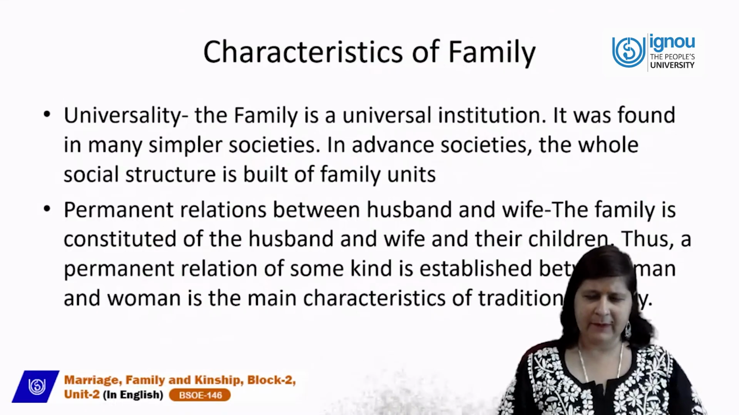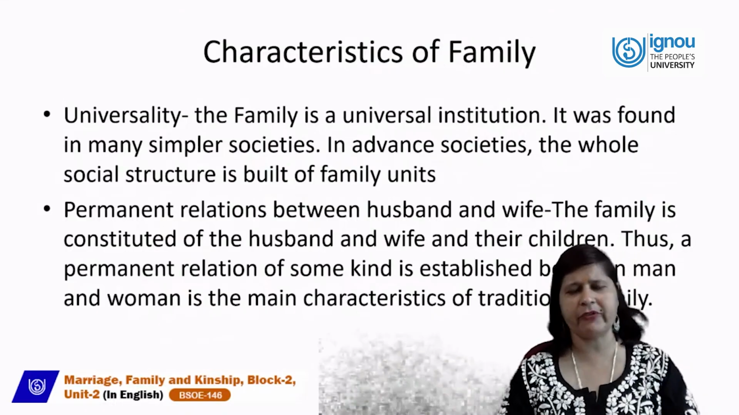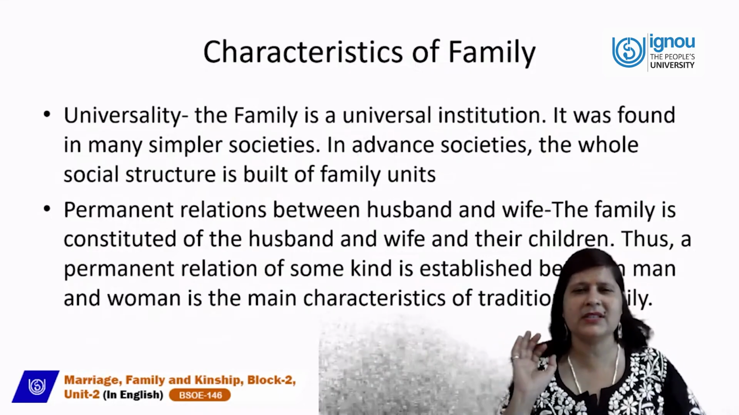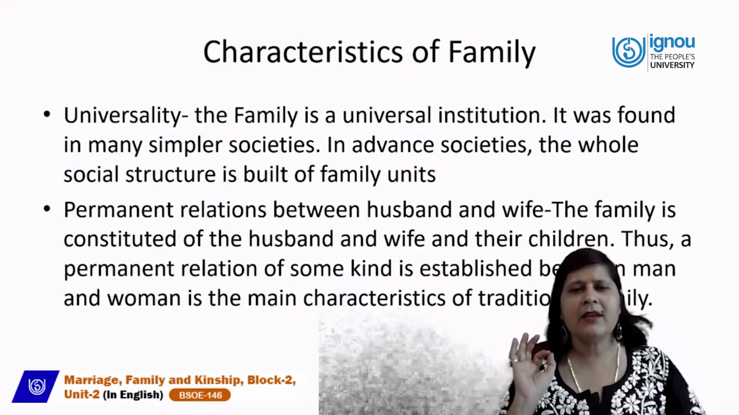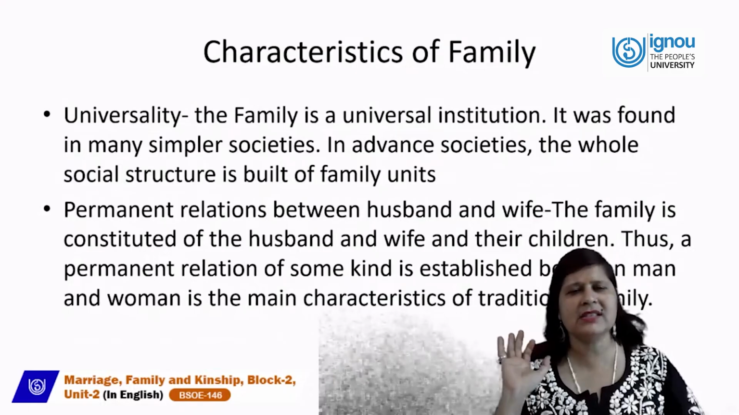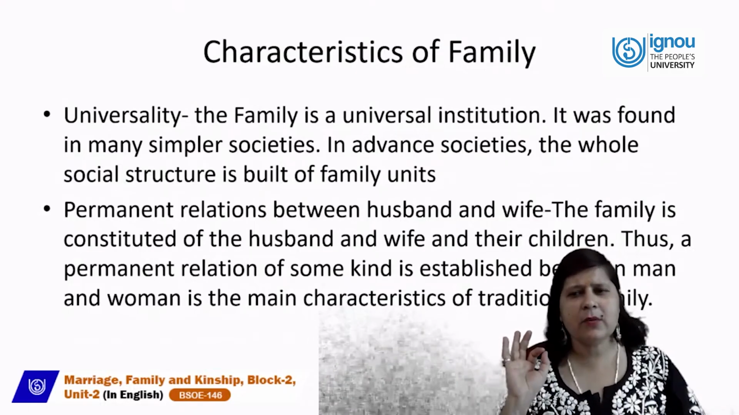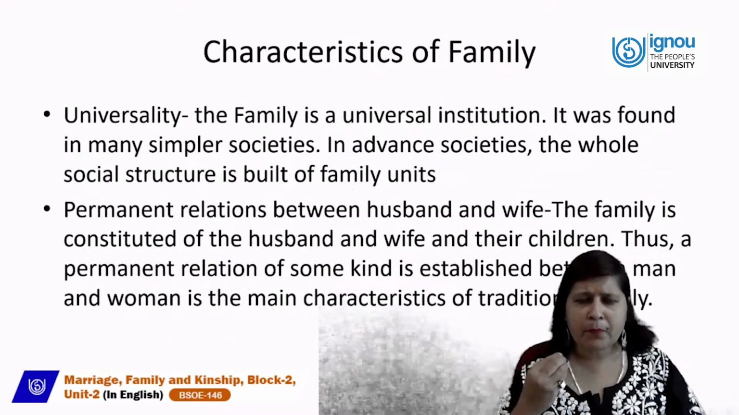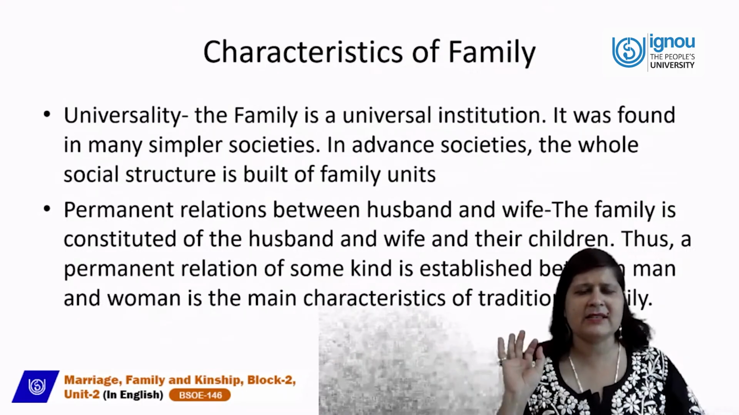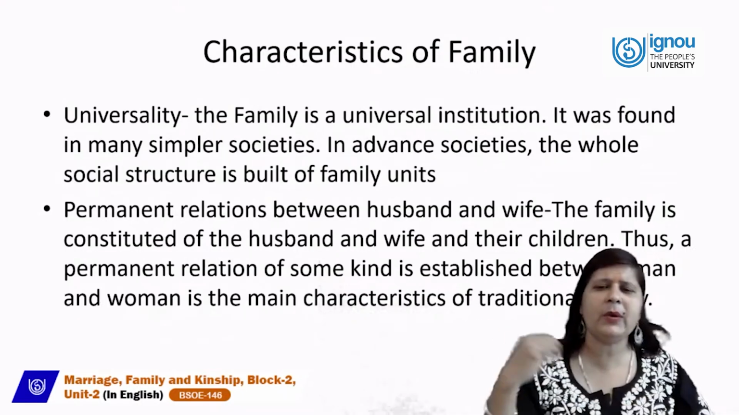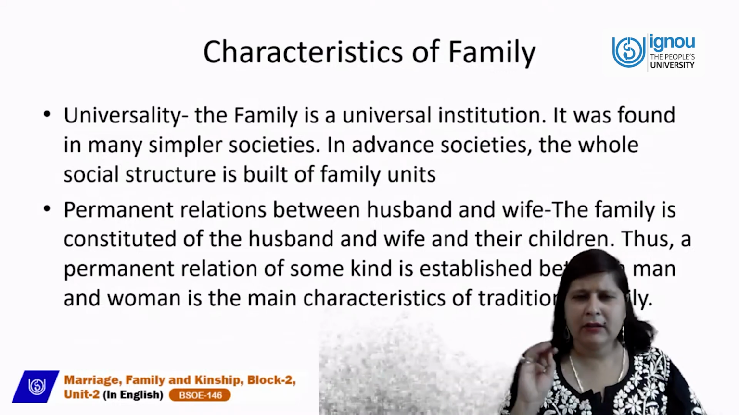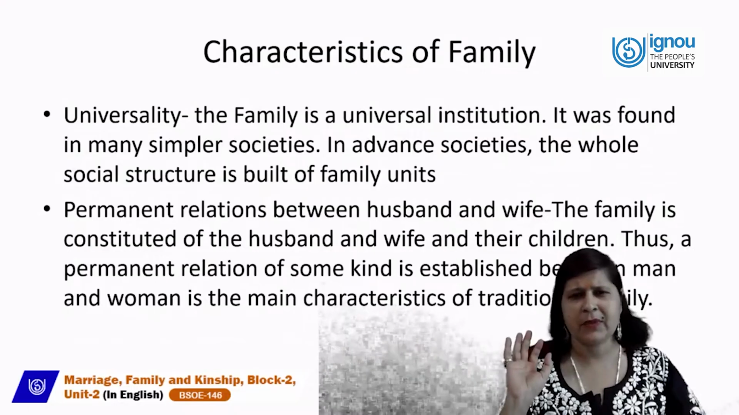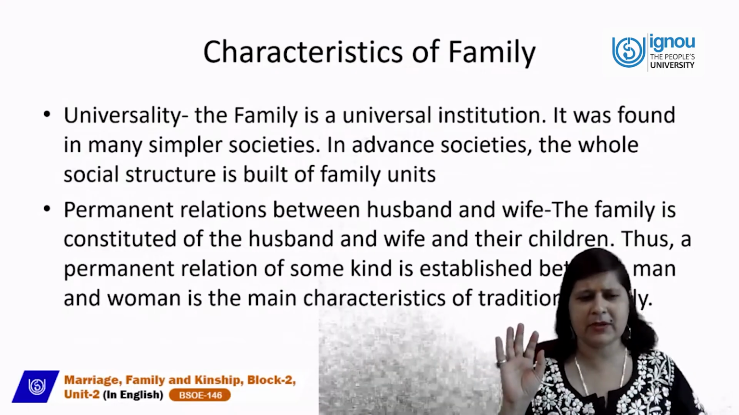Characteristics of a family. There are certain characteristics of a family. The first and important characteristic is universality. Family is a universal concept. It's a universal institution. It is found in all societies, from simple to advanced societies. The whole social structure is built of family units. So it's a universal concept.